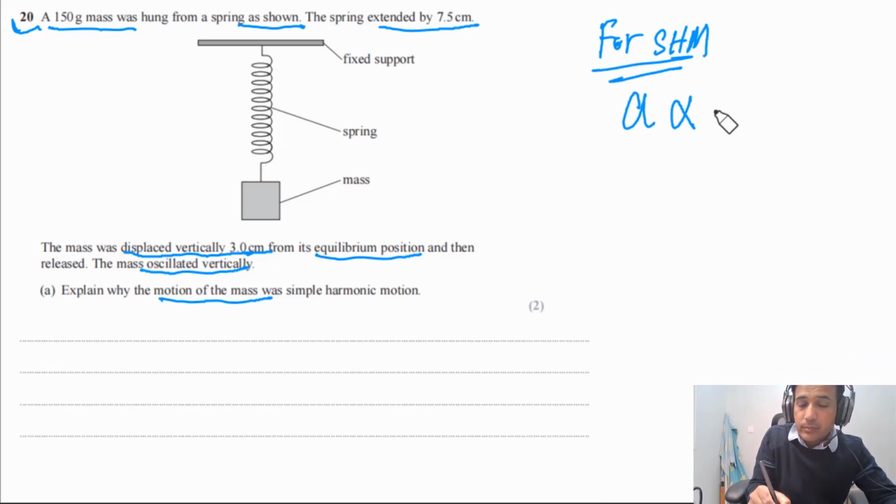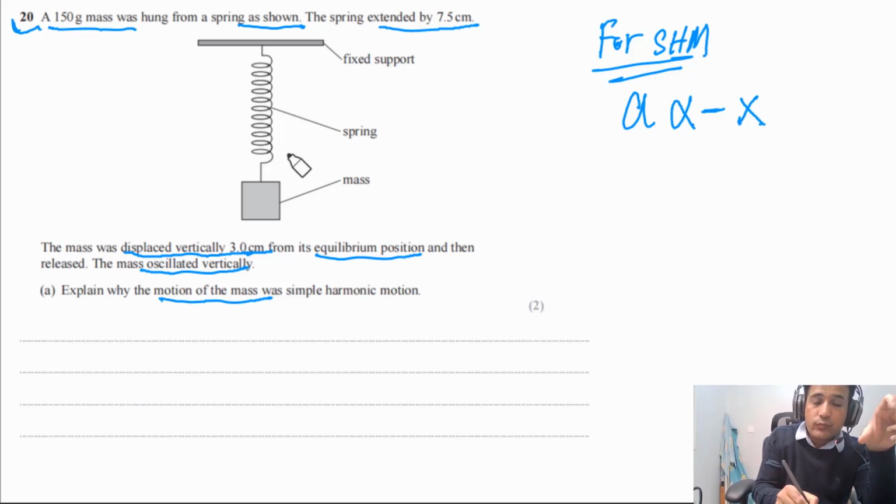Acceleration is directly proportional to displacement, but here we have also a negative sign. It means that acceleration and displacement are directly proportional, but they are in opposite directions. When acceleration is positive, displacement is negative. When displacement is negative, acceleration is positive. And acceleration and force are always in the same direction. So we can say force and displacement are directly proportional, but they are in opposite directions.